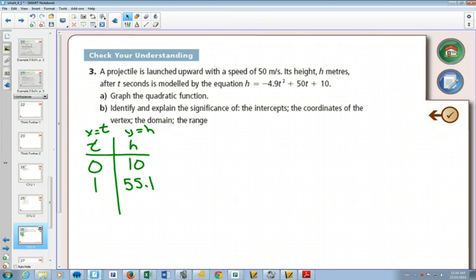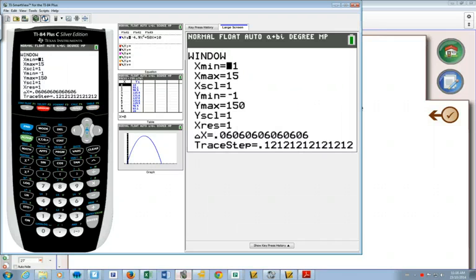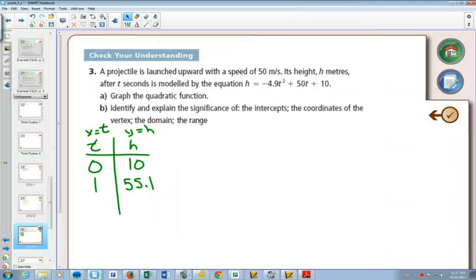So this can help you set up your window. I'm going to show you in your graphing calculator. When I go to my window, my y min and my y max. I'm starting at negative 1 for my y so that I can see my x-axis. If you don't go into your negatives, you won't be able to see your x-axis. We already know from our table of values that we're going to have to go higher than 55, because when we plugged in 1, we got 55.